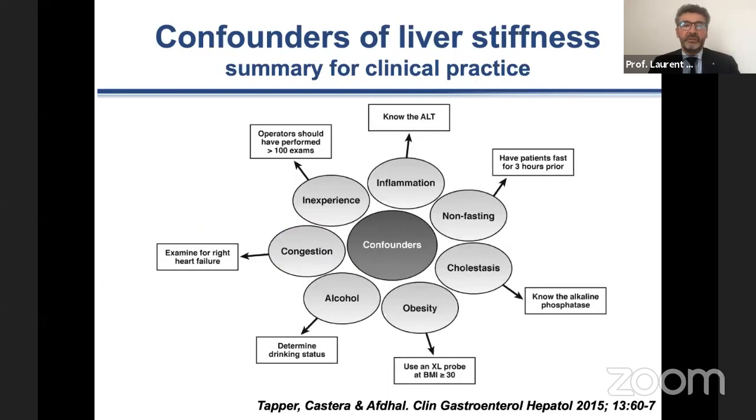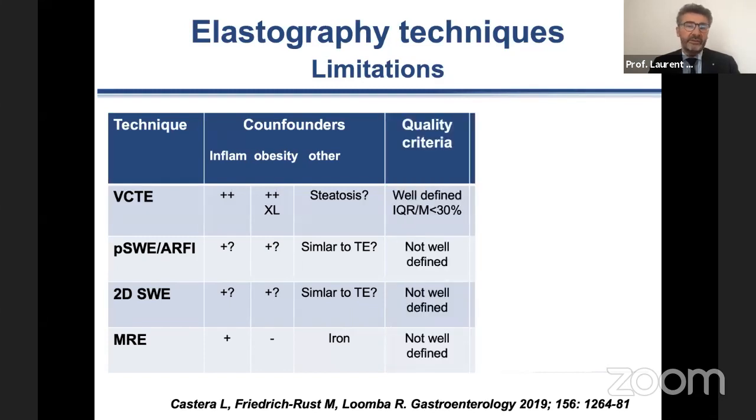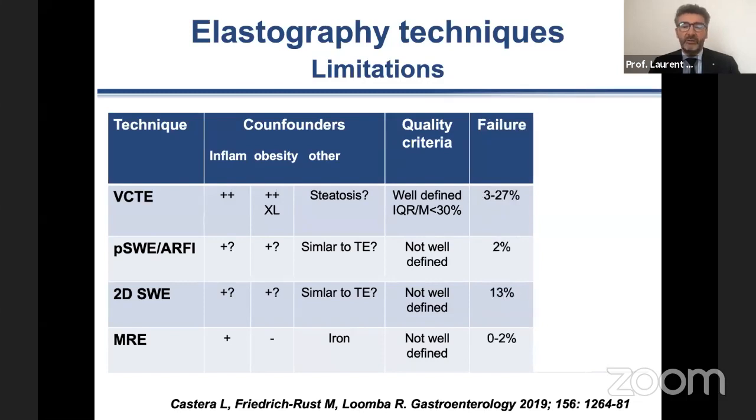There are confounders of liver stiffness, the two main confounders being obesity, as I mentioned, and we will get back to this, and inflammation. So this is a summary of the limitations of the different elastography techniques. Basically, the confounders are all the same apart from iron for MR elastography. Steatosis is still a matter of debate. Quality criteria are extremely important and they're well defined for transient elastography, but not as well defined and consensual for the other techniques. Failure rate, I already mentioned, is very low with MR elastography, and with RFE, and is higher with 2D shear wave and transient elastography.